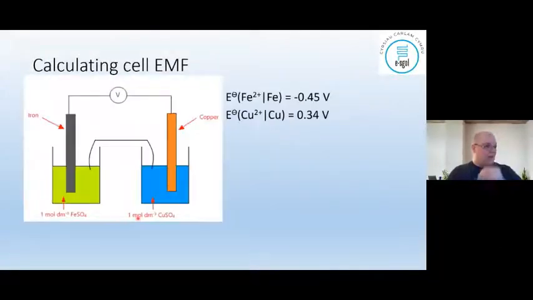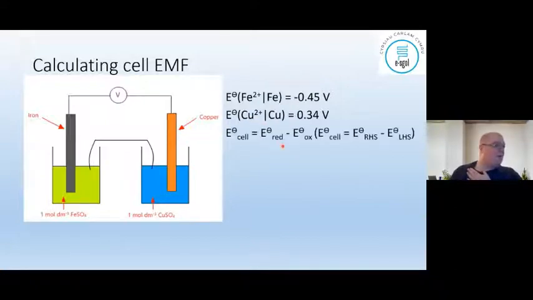So if we have a quick look at how to calculate these cell EMF values. We've got the iron to iron 2 plus half cell on the left, and the copper 2 plus half cell on the right. I've put the standard reduction potentials here. When we go through the calculation, here's a recap: it's the reduced species minus the oxidized species, or right minus left, and that's what we get.